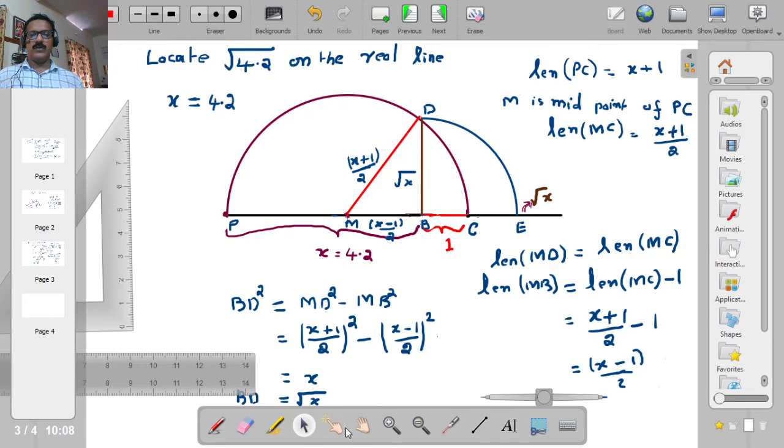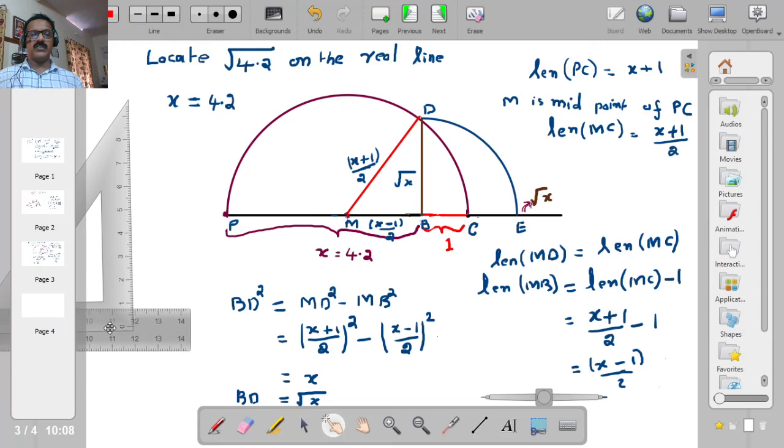So we know, when we solve this expression, we will get the result as ((x plus 1) by 2) the whole squared minus ((x minus 1) upon 2) the whole squared is equal to x. So BD squared, length of BD squared, is equal to x. So what will be length of BD? Length of BD will be square root of x. So now we have constructed a right angle triangle whose altitude is square root of x units.